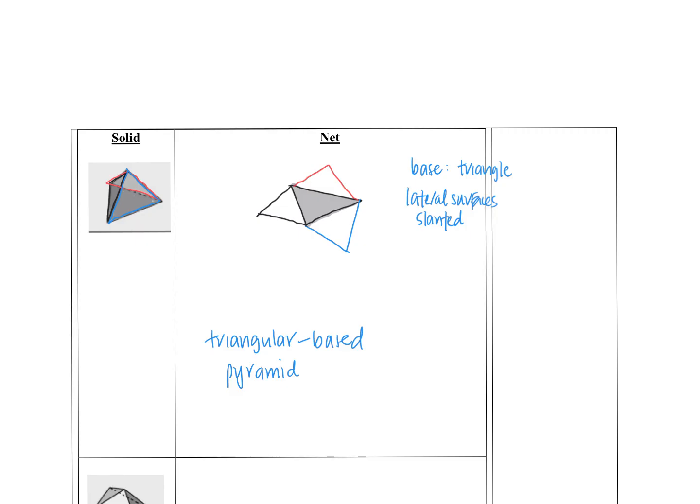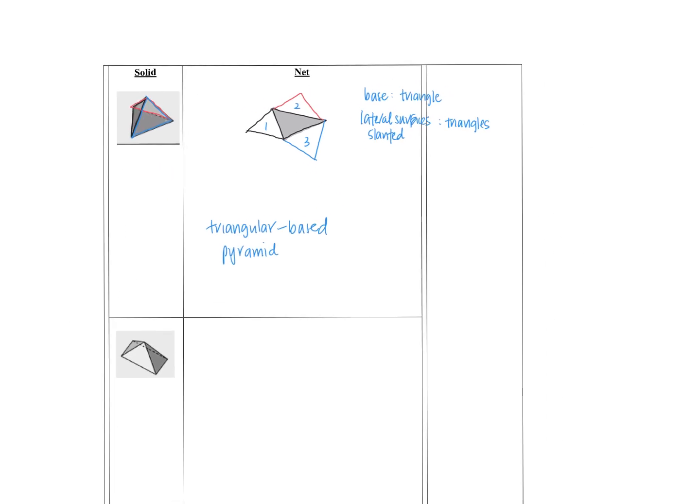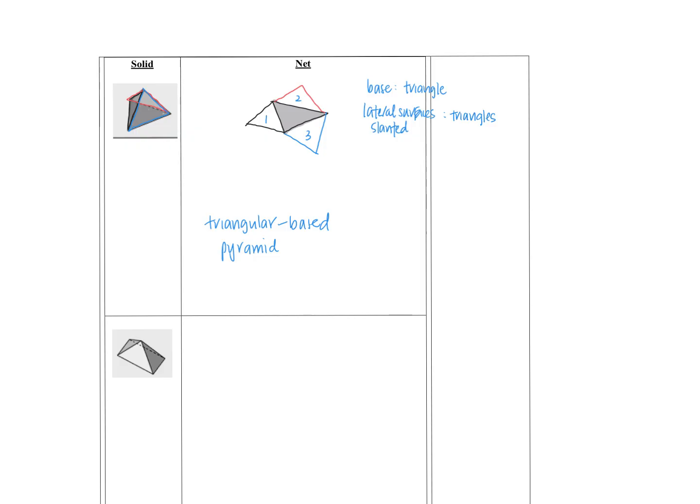So all the lateral surfaces at the sides, 1, 2, 3, they are also triangles. Okay, so remember that. Next one. The base that you have here is a rectangle. So I can draw it out as a rectangle. Let's call this the yellow base. I need not draw it like a parallelogram. I know it's a rectangle, so I draw it like a rectangle.